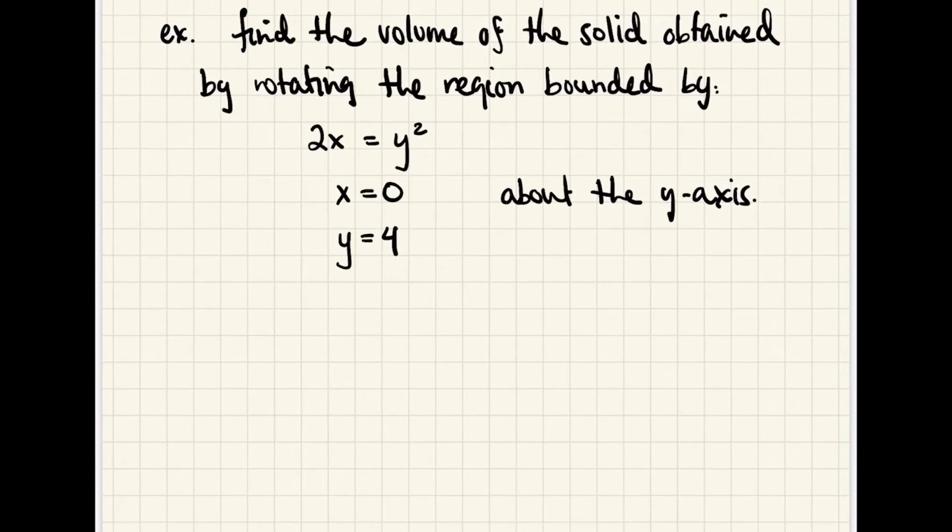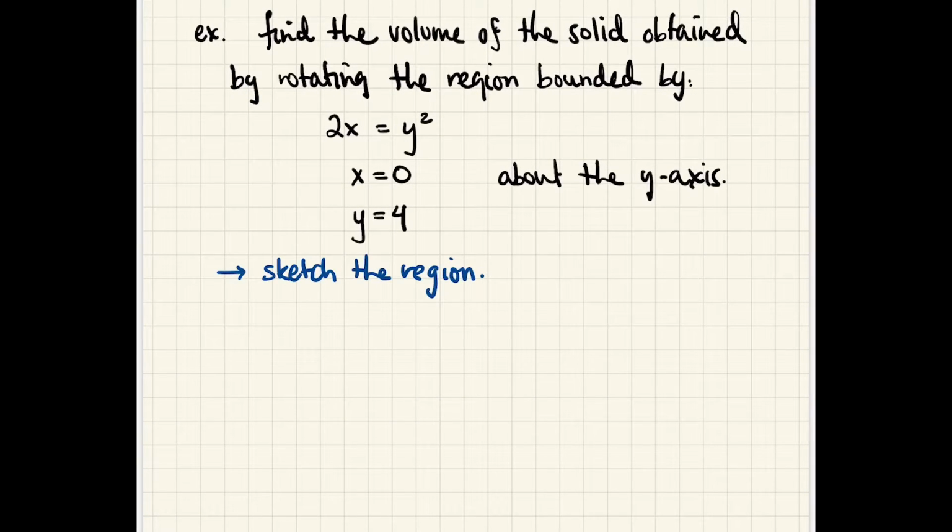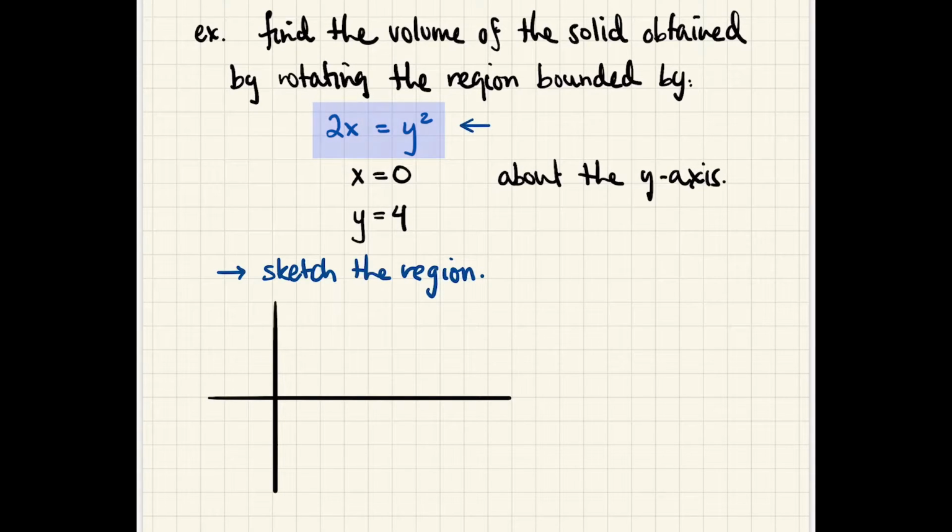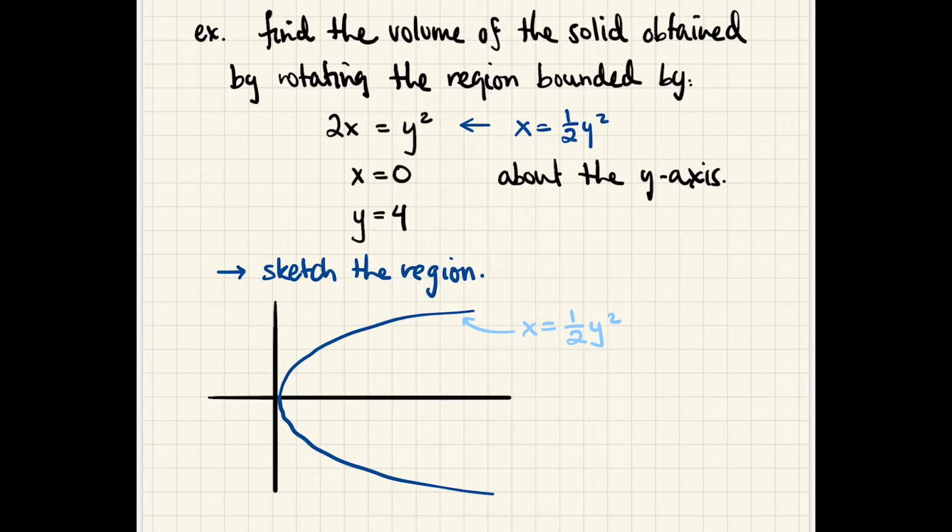All right, let's start by sketching the region. So 2x equals y squared. Well, that's like x equals 1/2 y squared. So that's just a parabola going through the origin that's horizontally oriented. And then the line x equals 0 is the y-axis. And the line y equals 4 is a horizontal line. Let's just say it's right there. So the region that's bounded by those curves would be this piece right here.